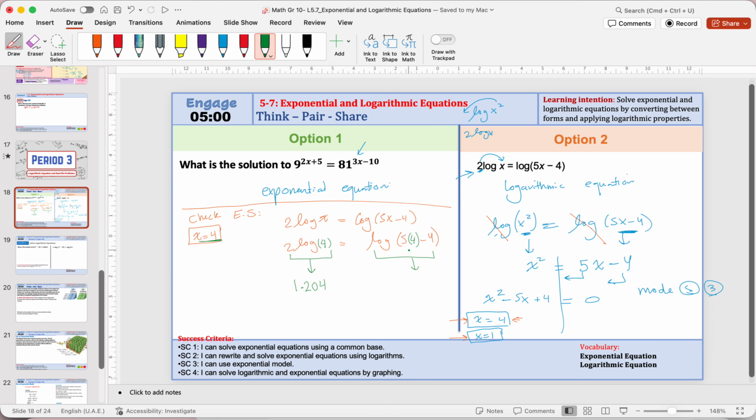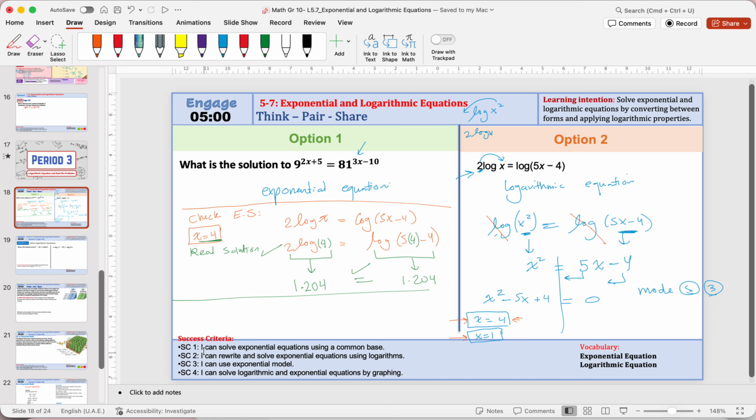Very simple. 5 times 4 is 20, minus 4 is 16. But don't do mental math, please. Don't trust your mental method in the final, or you can do that if you want, it's up to you. 1.204. Yes, I got the same answer. Since they are equal, it's not extraneous, it's a real solution. Let's check the other one.